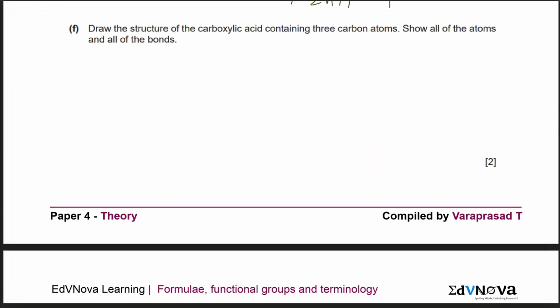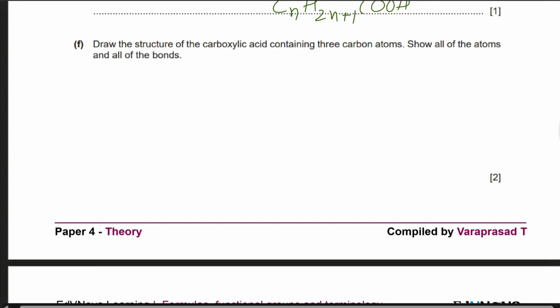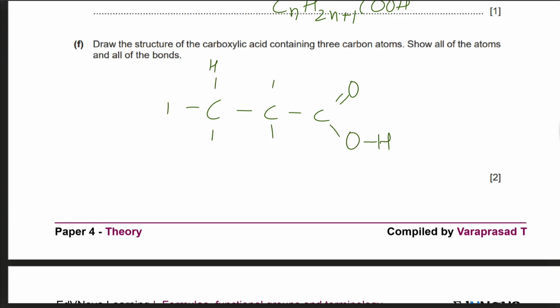Next. Draw the structure of carboxylic acids containing 3 carbon atoms. Show all of the atoms and all of the bonds. 3 carbon atoms, so it will be 1, 2 and 3. C double bond O, OH, and the rest of them will have hydrogens. That's it.